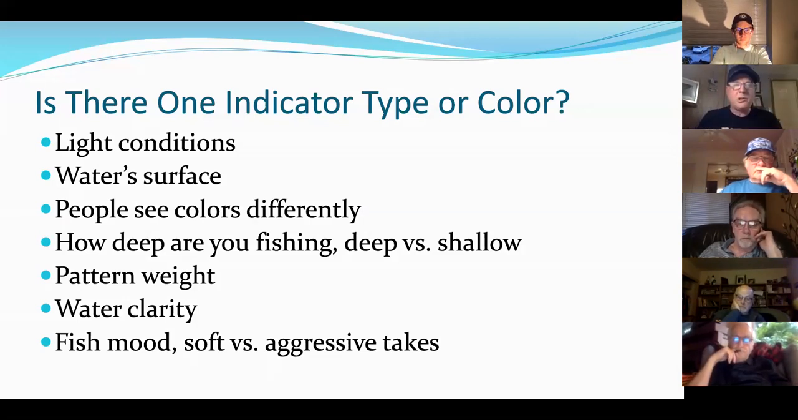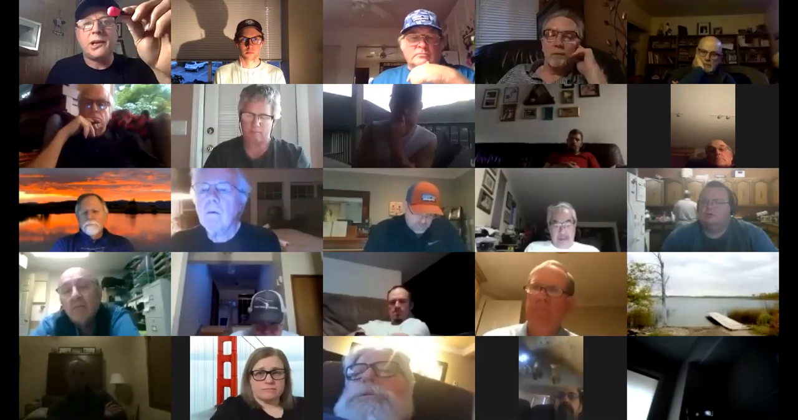Water clarity we talked about, that's when a yarn indicator might be a better choice, or a very small light thingamabobber. And fish mood. And I've experienced this, and this refers to your indicator shape. So I'm just going to stop share for a second so you can see this. So this is a tapered indicator, and these are the round ball style. And most times, six of one, half a dozen of the other.